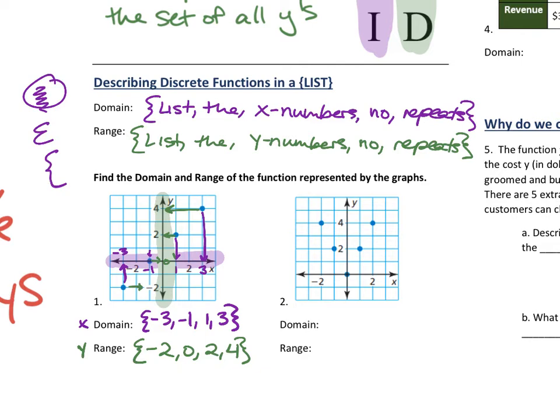I want you to pause the video right now, and I want you to try to tell me the domain and range of these 5 points that is represented on this graph. Check it out. How'd you do?